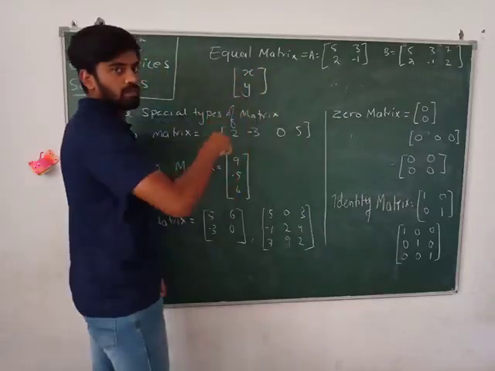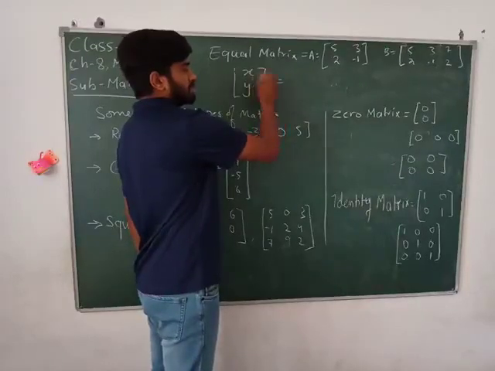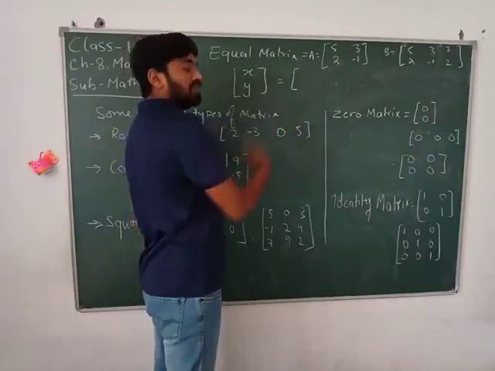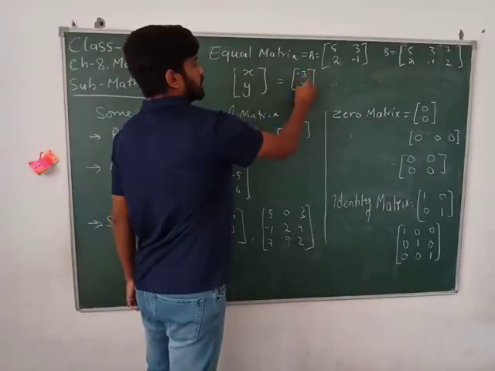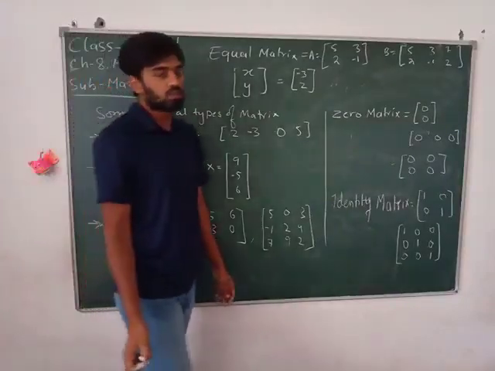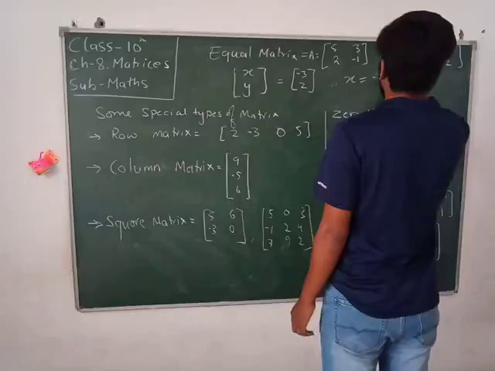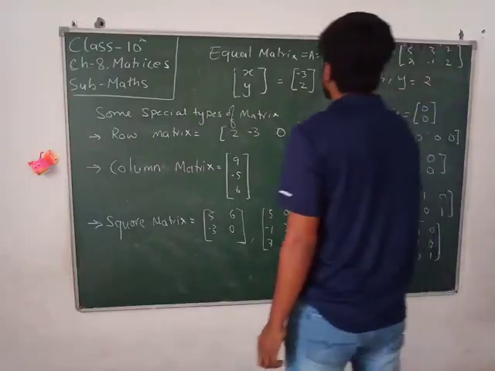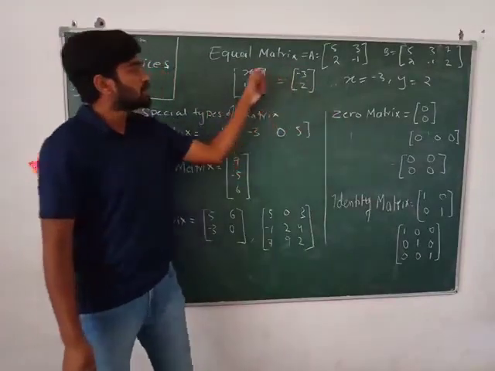Okay, one column. How many rows? 2 rows. Okay, and I have given that this matrix is equal to this one, which is minus 3 and 2. So I'll say x equals minus 3 and y equals 2. So what will I say? x equals minus 3 and y equals 2. That's how, when equal matrices are given, you can just compare.